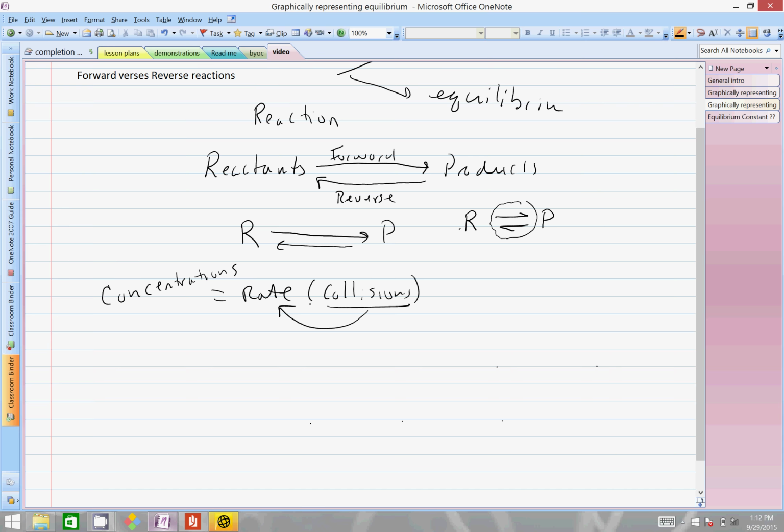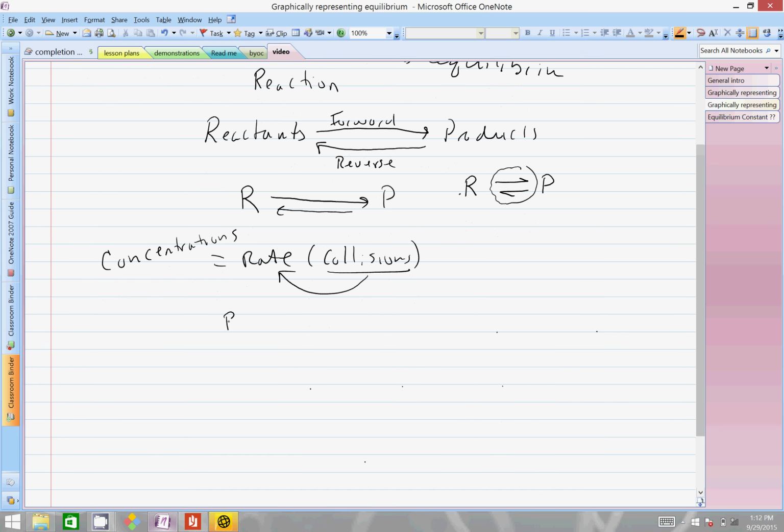Let's say I'm starting out with A plus B yields C. I know there's a forward reaction of A and B reacting to produce C, but there is also a reverse reaction potentially where C can break apart back to A and B. If I have, let's say, 10 of these, and 20 of these, and 0 of these to start with, then obviously there's no C to break up. So even though I have it listed here, this is quite minimal.